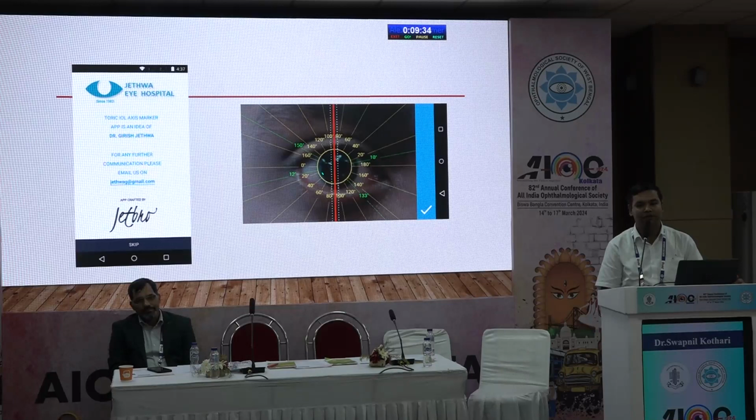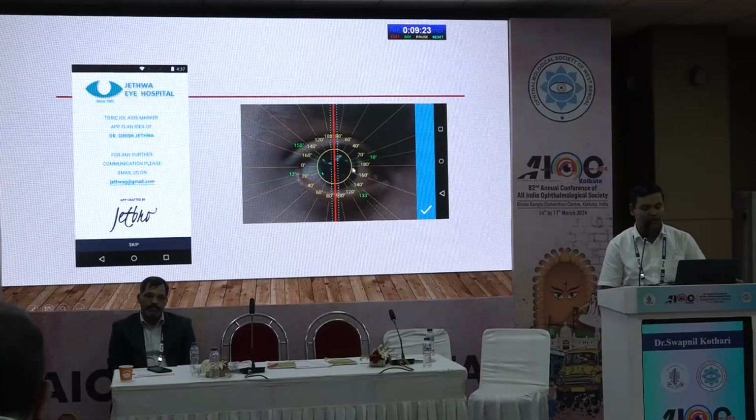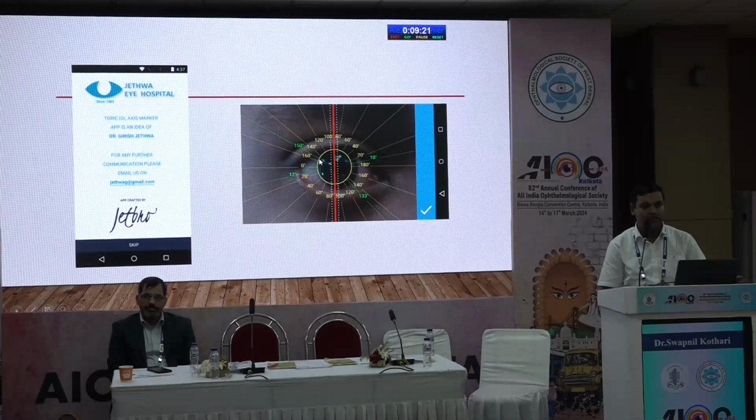Another smartphone-based app which is available is Jetwa Toric Marker. This also works similar to Saurabh Patwardhan's marker, which gives you these radiating lines where you have to coincide this central circle with your limbus.